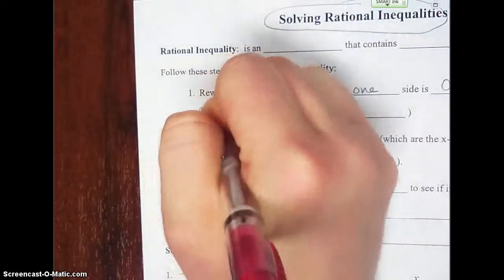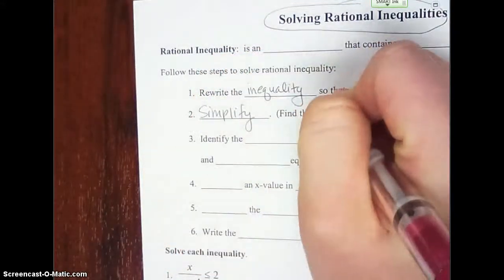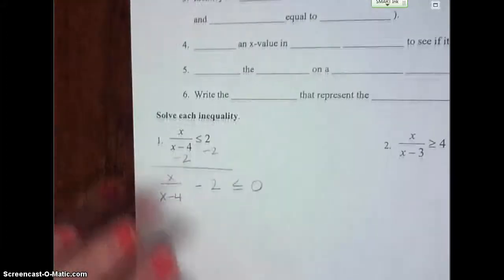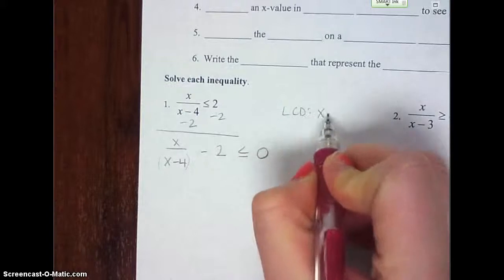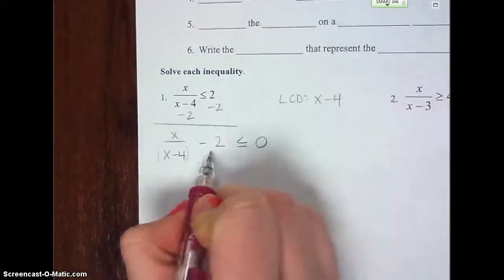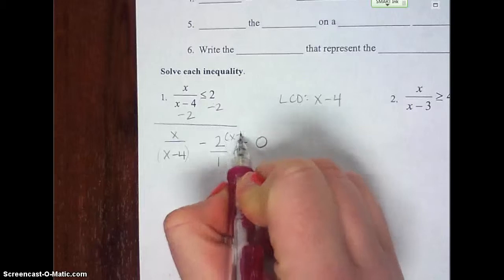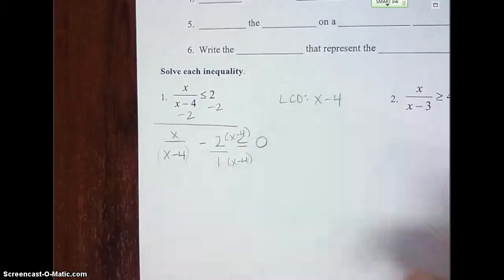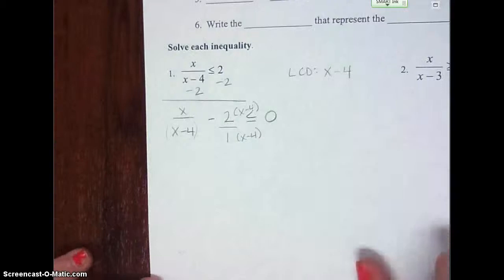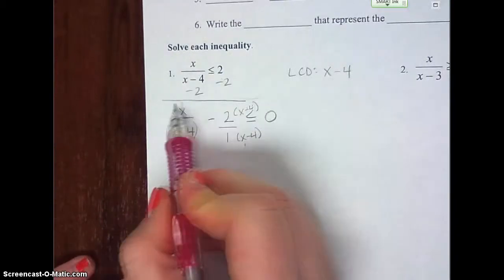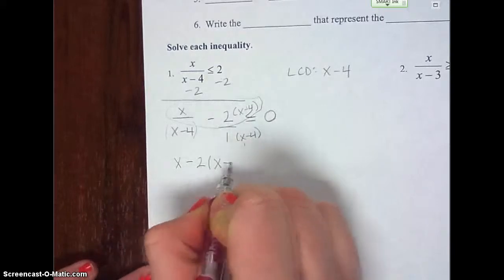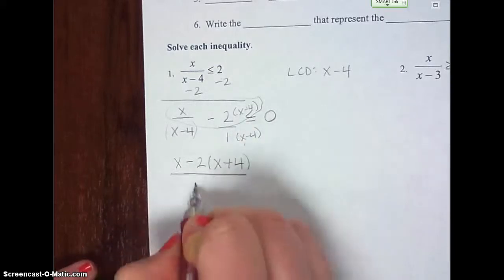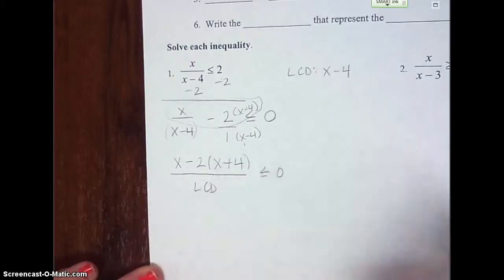Okay, step 2, this one is a little bit lengthy, so we're going to simplify. And that means we have to find the LCD. When you find the LCD, it's kind of nice because it's always just going to be this thing right here. So our LCD is x minus 4, and this 2 is over 1. So we need to multiply this by the LCD, x minus 4 over x minus 4. And now comes the simplifying part. Once you multiply here, we're going to write this whole top part out. So we have x minus 2 times x plus 4 over the LCD less than or equal to 0.